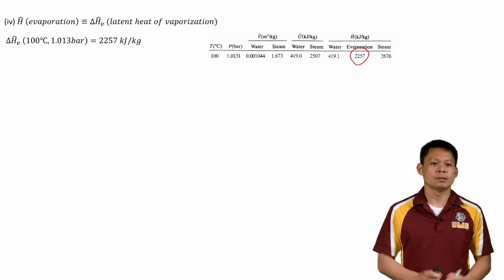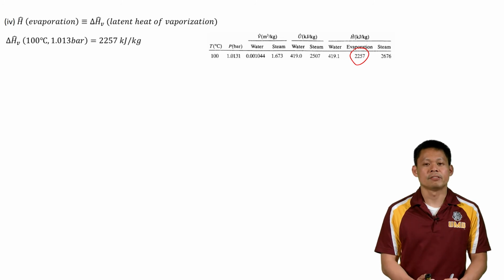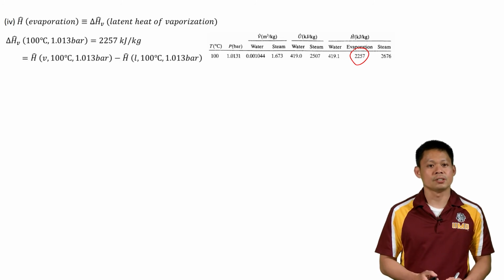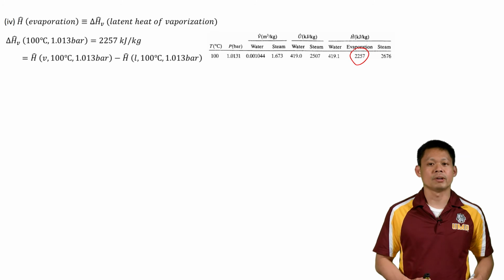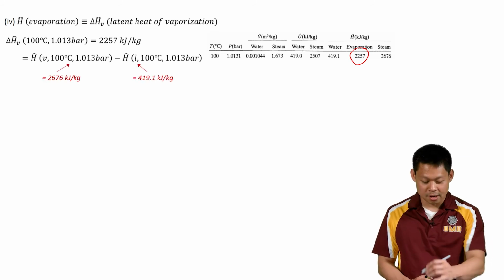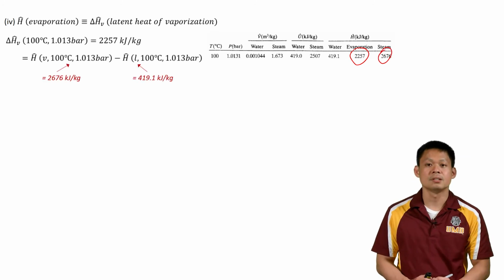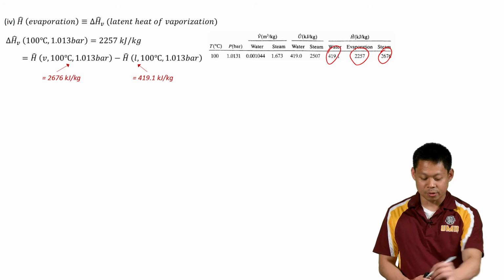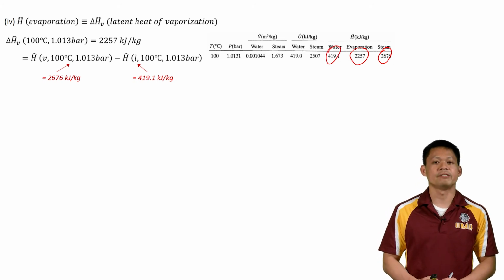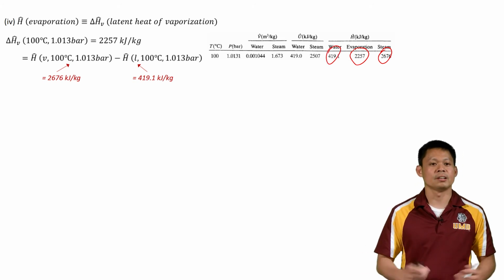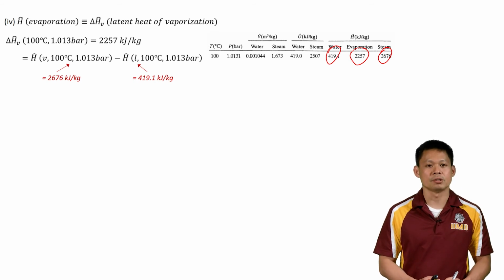We can also think about this latent heat from the definition of latent heat, which is just the enthalpy in the vapor phase minus the enthalpy in the liquid phase. Where do we get those two values? It's simply to the left and to the right of this evaporation value. So we have our 2676 for steam and our 419.1, and you can verify that if I take one subtracting the other, you end up with the latent heat of vaporization.